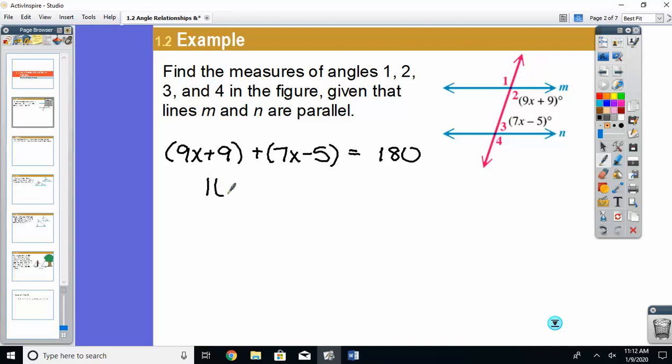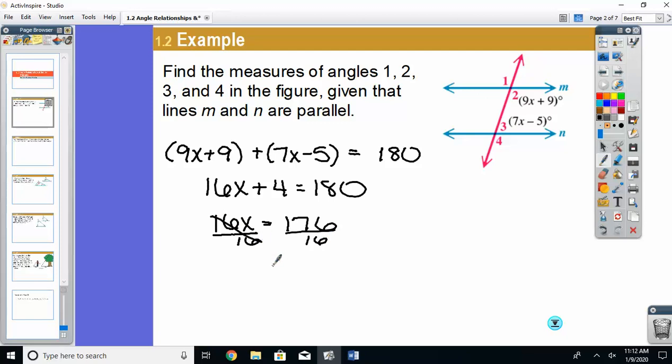Add our like terms. Subtract our 4. Divide by 16, and x is 11. Okay. I asked for the measures of all the angles. I told you one other time, the notation for measure is a lowercase m, then you can make your angle symbol. And then we're going to give the measures for 1, 2, 3, and 4.